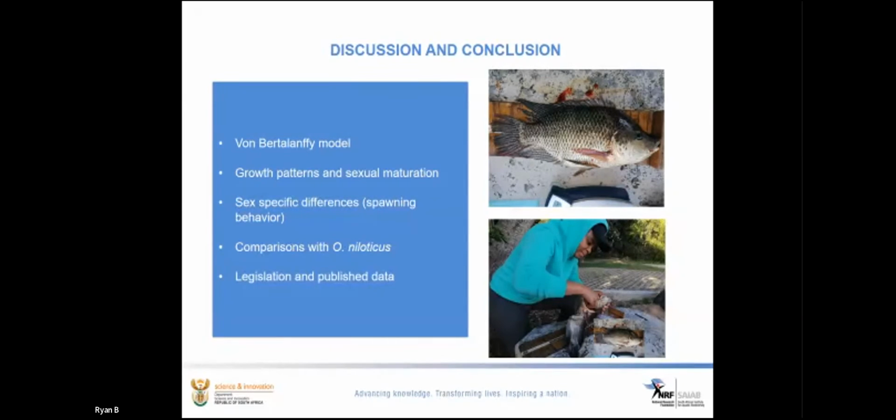And then the asymptotic length and growth coefficient for Oreochromis mozambicus in the present study were lower compared to those of Oreochromis niloticus. Hence, Oreochromis niloticus had a faster growth than Oreochromis mozambicus. Furthermore, Oreochromis niloticus is known to utilize a wide range of food resources, which may be a factor in their faster growth rates. The dietary overlap between these two species could result in the displacement of Oreochromis mozambicus in the Eastern Cape if Oreochromis niloticus was to be introduced in this region.